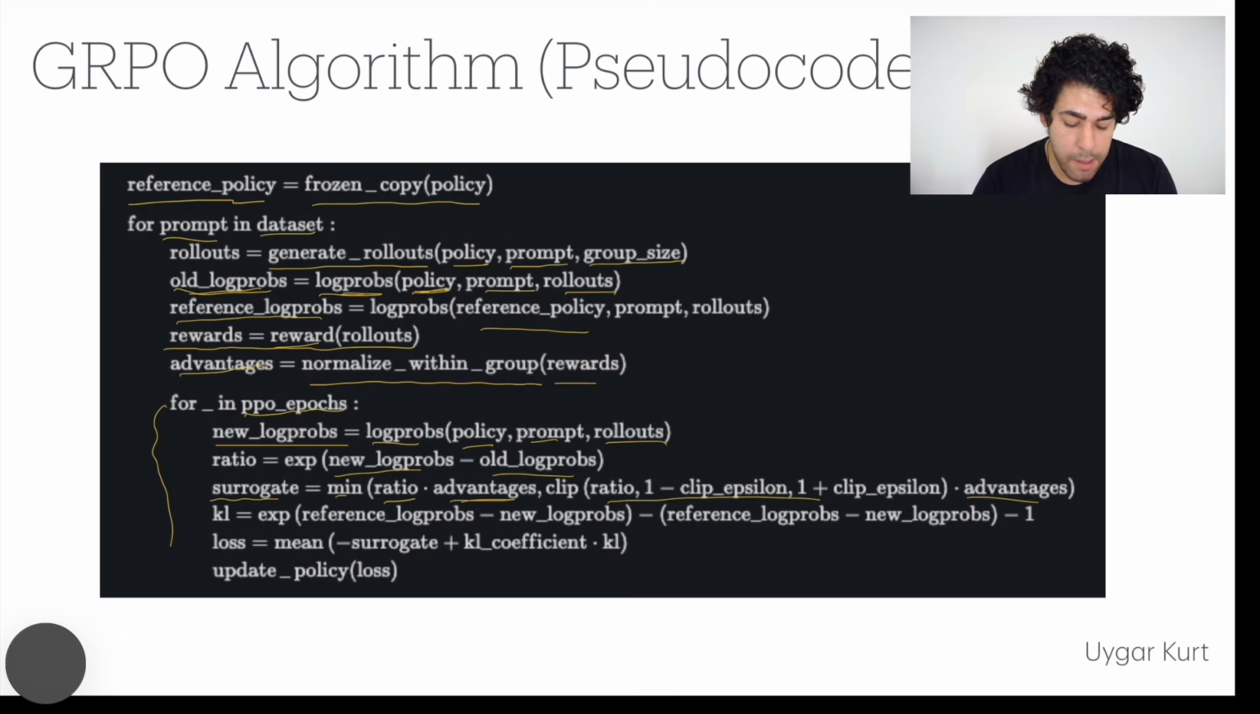We calculate the KL penalty, which is again the same formula: exponential of the difference of the log probs minus the difference of the log probs minus 1. And then we take the mean because we want to divide by the number of total tokens. So minus surrogate plus KL coefficient, which is beta we discussed, multiplied by KL, and we get the mean, and this becomes our loss, and we update the policy with that and repeat this loop for PPO epochs times.